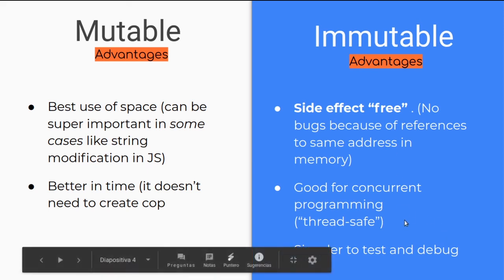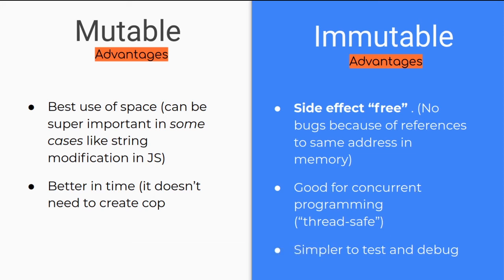And the third thing that is super important too is that it's simpler to test and debug. With immutable data structures, you can basically reach each of the previous versions of your variable that has been modified, and that's why it's going to be far easier to debug if you need it, right?